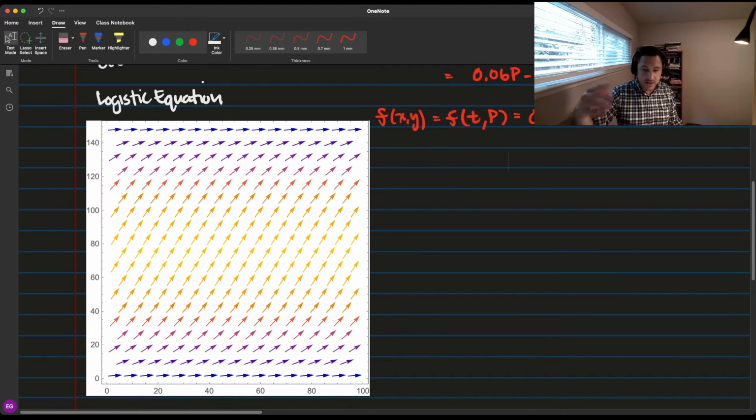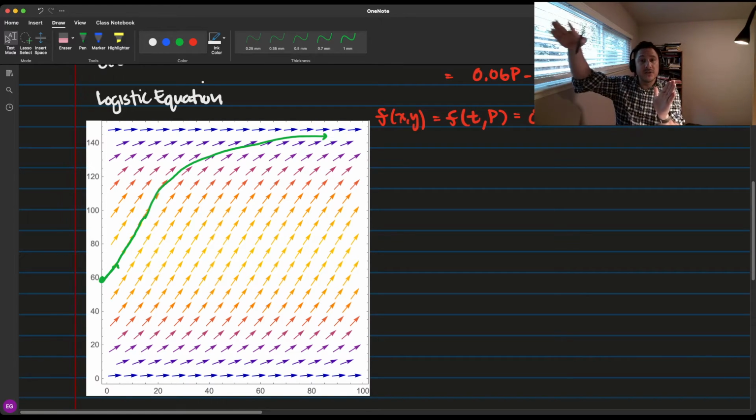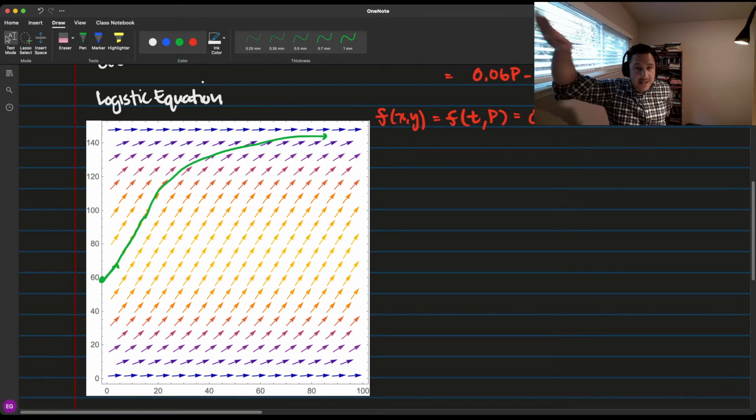So let's say you start off at time 0. Let's choose green with 60 people. You can see that it's telling you to go this way. So you follow that curve. It looks like it's going like this. So what happens if you start off with 60 people, you increase for a while, and then as you get closer and closer to 150, your growth slows down. That's just how that works. You start off at some point and follow some sort of stream. That gives you your general solution.